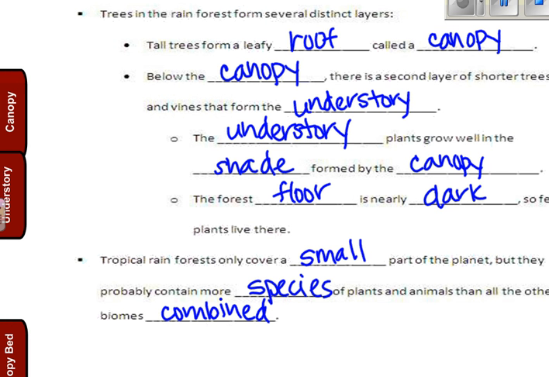So if you're in a rainforest, you would probably see a tremendous amount of wildlife and also many different species of plants you've never even seen before. It makes the rainforest a really unique place to go.